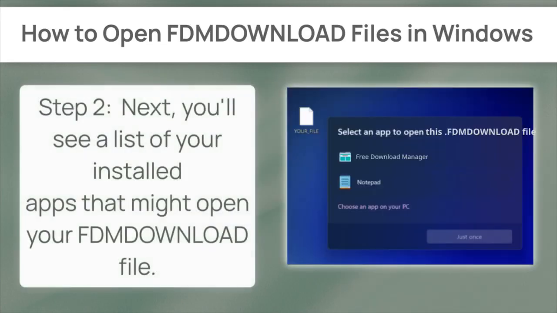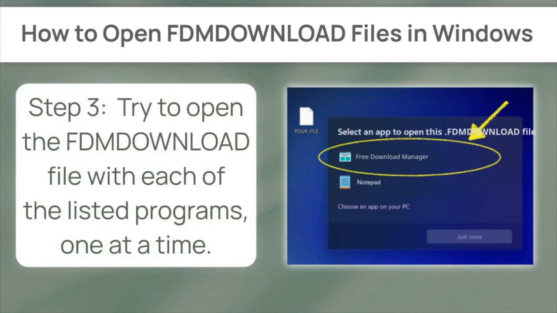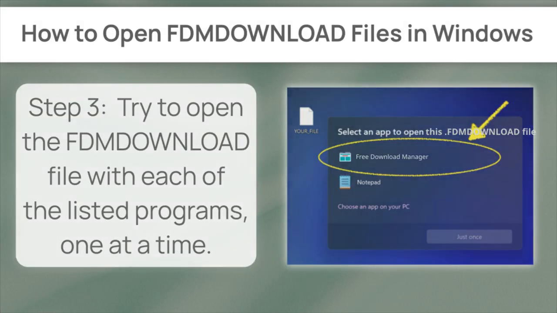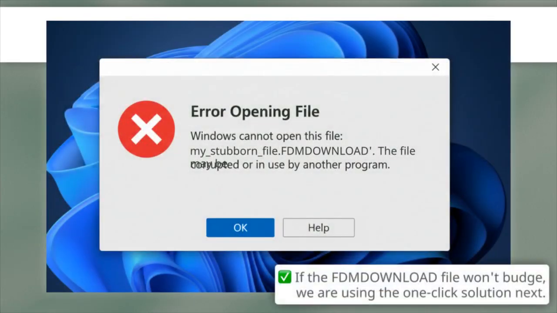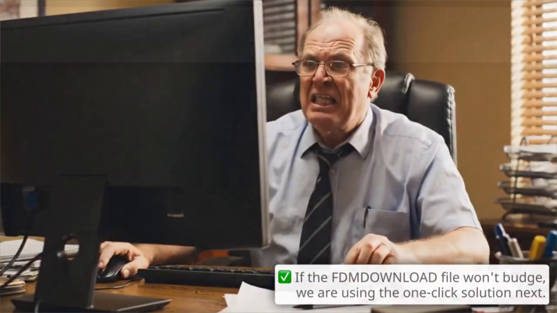Right-click the FDM download file and hit Open With. Use Free Download Manager if installed. If not, choose another program. We must confirm the software handler. The reason for the error is almost certainly the FDM download file's unique specifications. Let's consult our troubleshooting checklist.